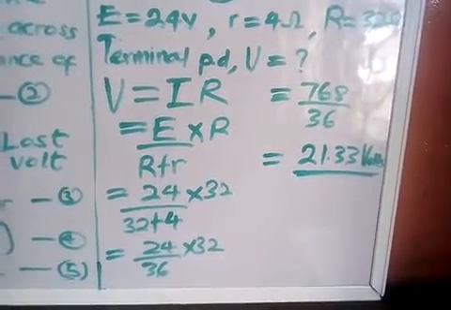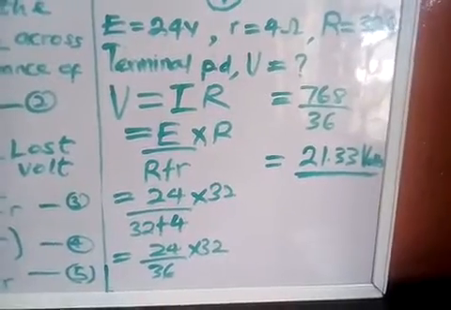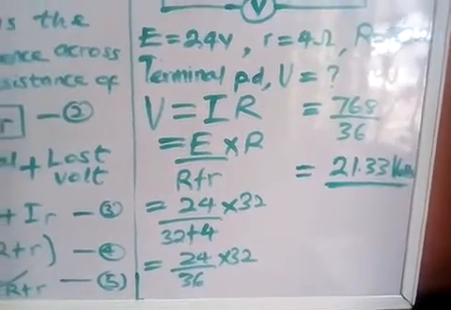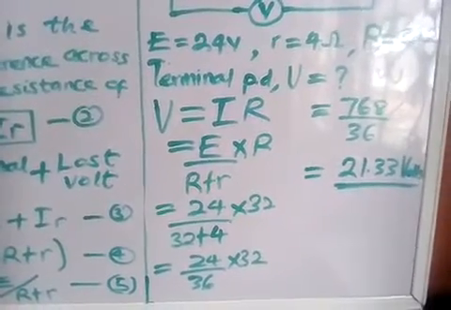What is the unit of terminal volt? It is measured in volts. So our final result will be 21.33 volts.